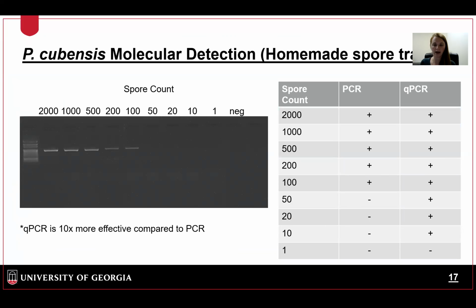Here we can see that we have the homemade spore trap and some molecular detection methods. So first, we wanted to see if, in theory, the extraction from a glass slide using the grease would work using the modified DNA extraction method. You can see that we used fixed spore counts anywhere from 2,000 to 1. PCR was able to detect spore counts from that extraction at 100 spores or greater. qPCR, on the other hand, was 10 times more effective and sensitive compared to PCR, able to measure spores as little as 10. So this means that in theory, using P. cubensis spores taken from an infected downy mildew leaf, we are able to detect downy mildew spores on this homemade spore trap.